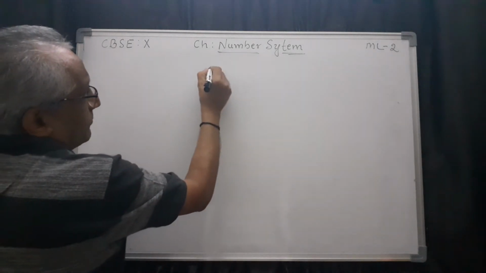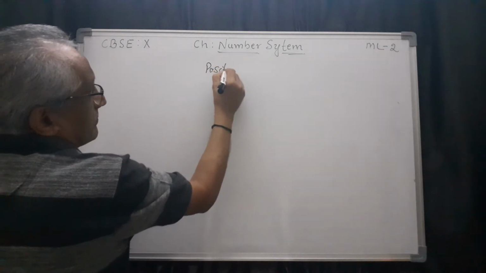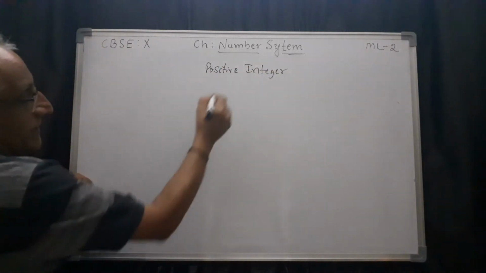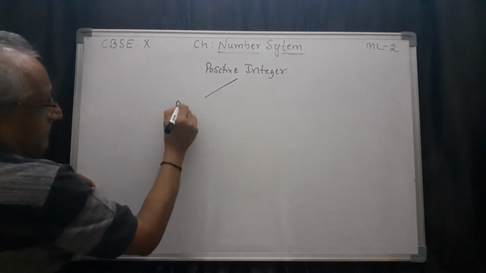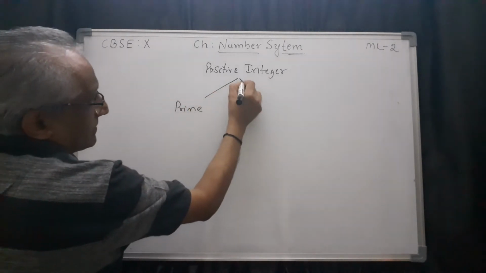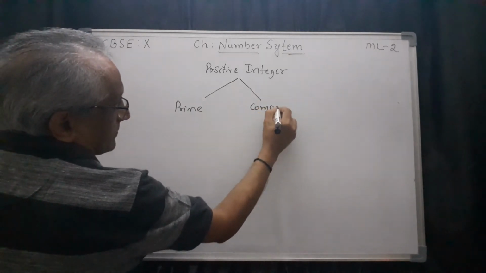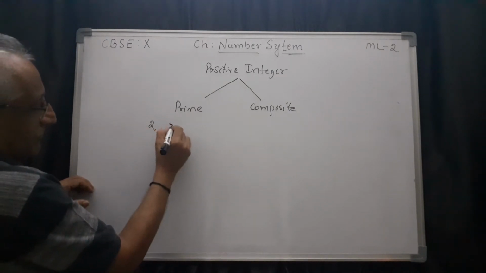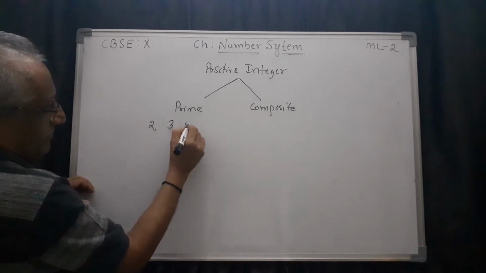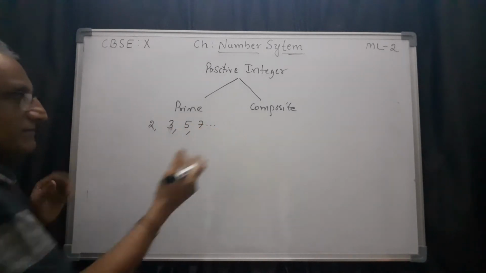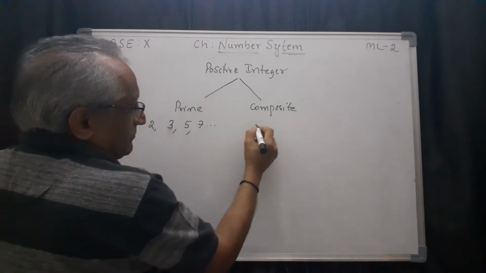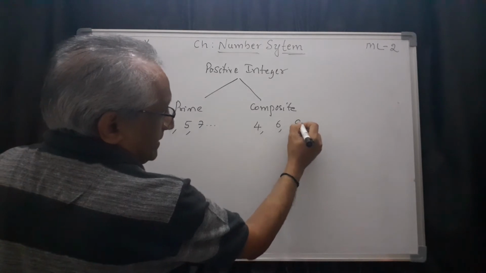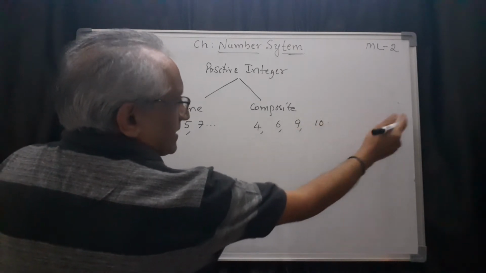Consider any positive integer. There are two categories. One is prime, which you have seen already. Another is composite numbers. For example, 2 is a prime number, 3 is also prime, 5 is a prime number, 7, etc. We can write many. Composite numbers, for example, 4 is a composite number, then 6, 9, and 10, etc. There are many.